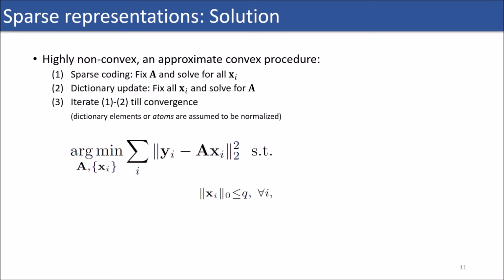At the time of this presentation, there has been no efficient way of solving this highly non-convex optimization problem, and it is known to be NP-hard. An approximate procedure is as follows: first fix A and solve for Xi, which corresponds to the sparse coding step. Then fix all Xi and solve for A, namely the dictionary update. And iterate between the two until convergence. Importantly, the vectors, or the columns, or more technically the atoms, need to be normalized.